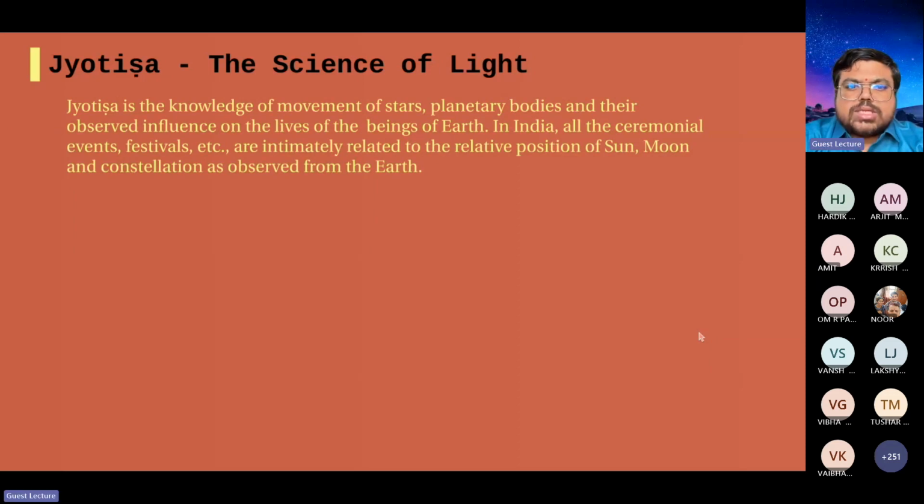In India, all the ceremonial events, festivals, etc., are intimately related to the relative position of the sun, moon, and constellations as observed from the earth. Like if you want to marry, or start a new construction, even, let's say, if you think this is unscientific, even to construct a scientific laboratory, whoever has to do the Shankusthapana or the Bhumi Puja will see the Muhurta. So it is an intimately related thing in our culture.